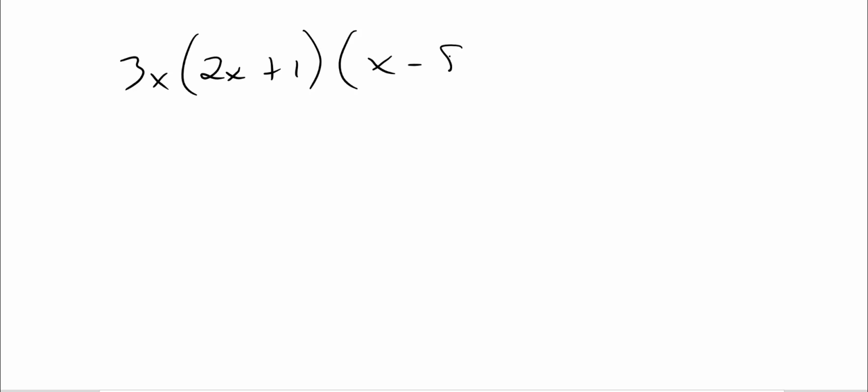Let me give you another one that looks a little more complicated, but it's not really that complicated. 3x times 2x plus 1 times x minus 8 equals 0. And what is it going to say?